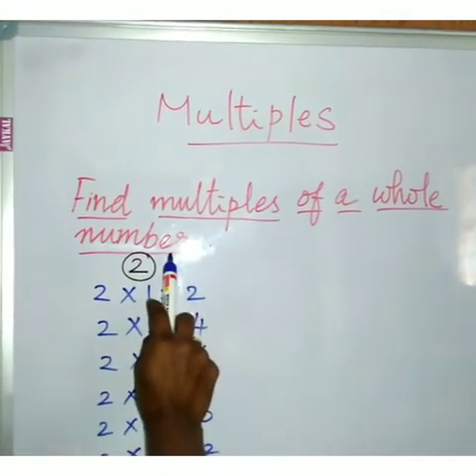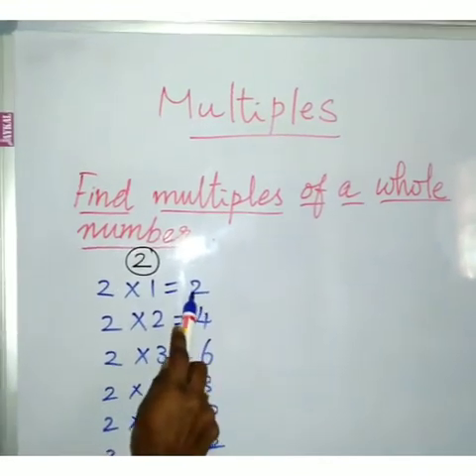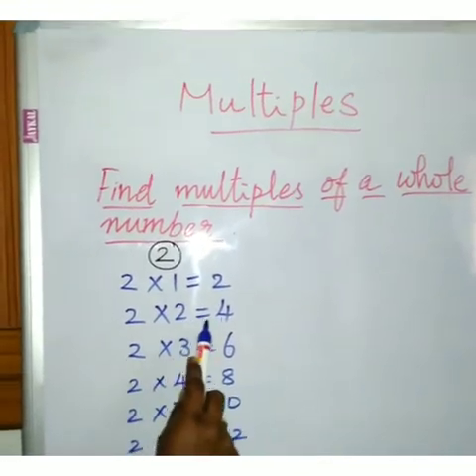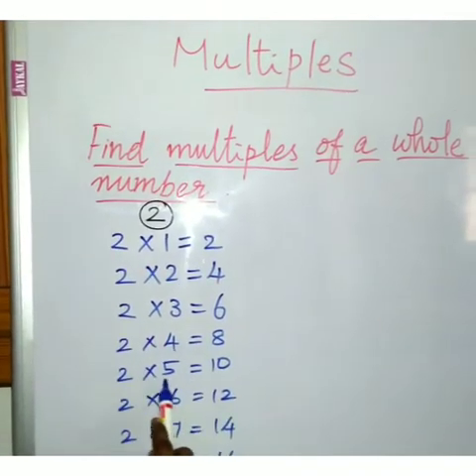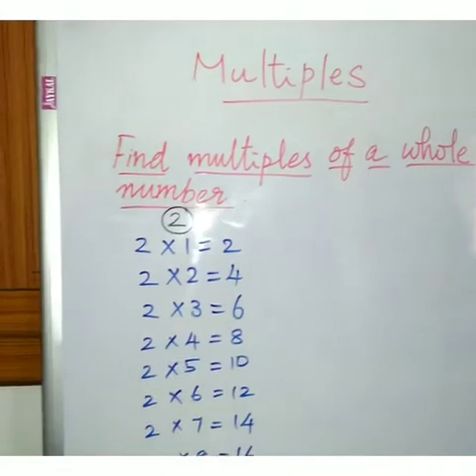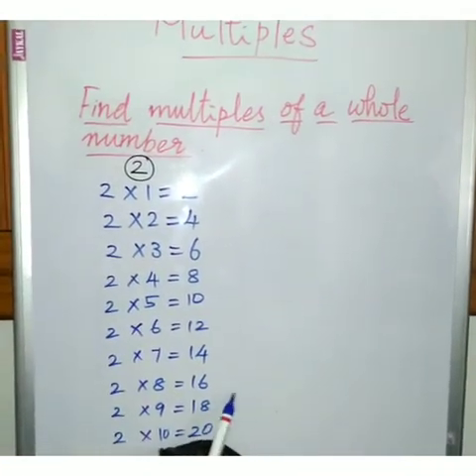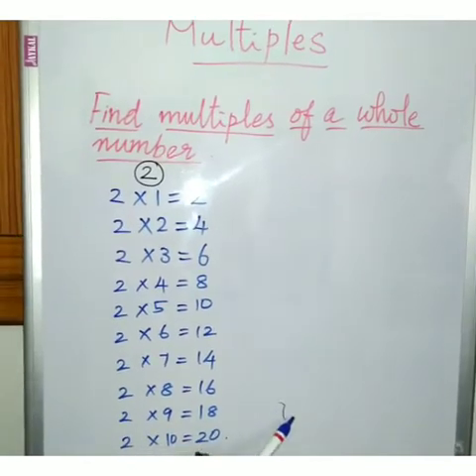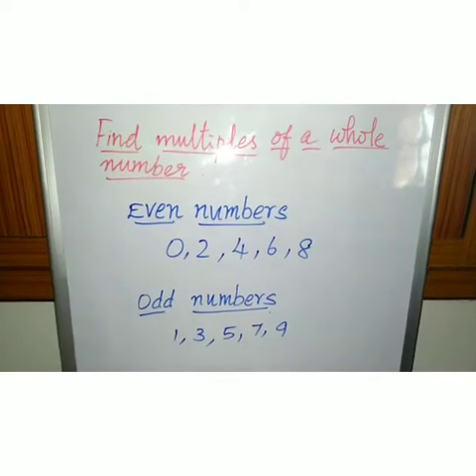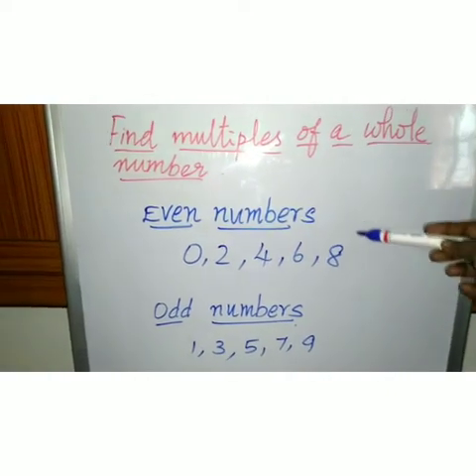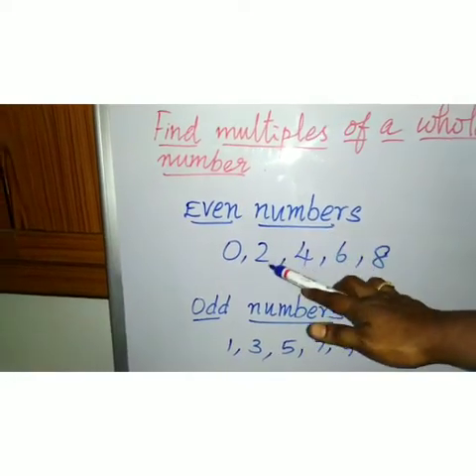All these answers, the multiples of 2, are even numbers. I repeat again. All the answers we got from the table of 2 are even numbers. Multiples of 2 are even numbers. Consider any particular number. If it ends with 2, 4, 6, 8, or 0, then those numbers are called even numbers.